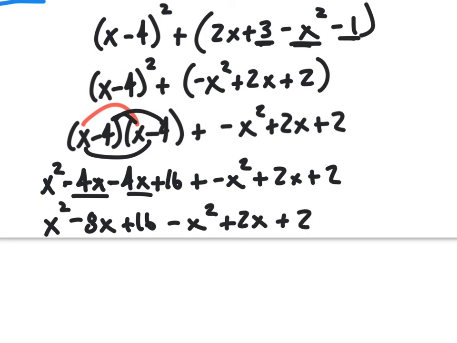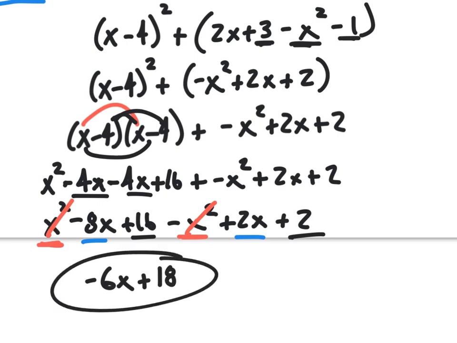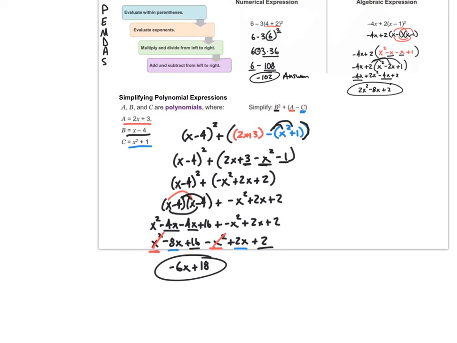So if we combine our like terms, I've got an x squared here and I've got a negative x squared here. Now with that negative x squared and the positive x squared, these cancel out and add to 0. All right, so now I'm going to combine my negative 8x and 2x. So that's going to give me a negative 6x. And then I'm going to take 16 plus 2, which gives me a plus 18. And that's it. So we just want to simplify that.